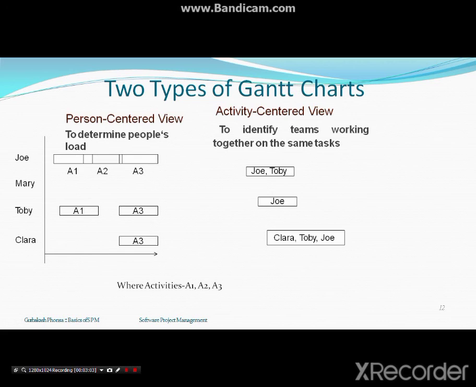So it helps to identify teamwork together on the same task. Okay, on the same task, how the team is working, how it is done. So let's say activity A1 is there. Activity A1 is done by Joe and Toby, from the second month to the fourth month. Activity A2 is done only by Joe, and activity A3 is done by Clara, Toby, and Joe, starting from, let's say, the third month, and it will end at the sixth month. So this activity-centered view and person-centered view are the two types of Gantt charts.